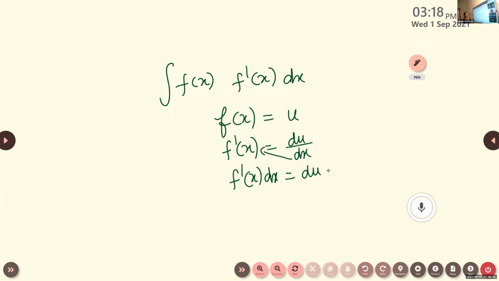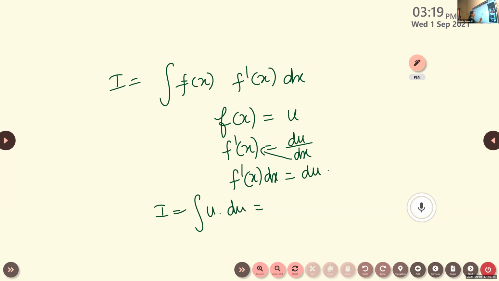Actually, in the substitution method, the function takes the form like this: one function will be there, its derivative will be there. So we substitute the function as u. So f of x is u, and we get f dash of x is du by dx. If you cross multiply, we get f dash of x into dx is du. So what happens to the given problem? It becomes the integral of u into du.